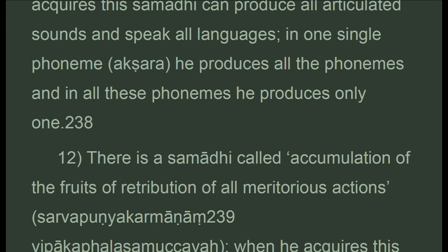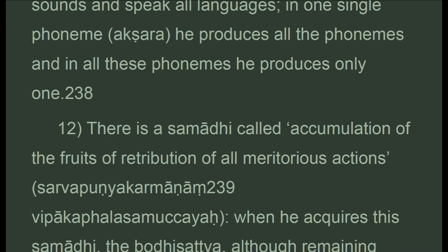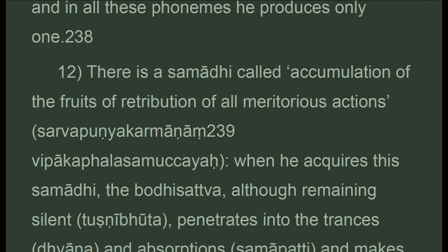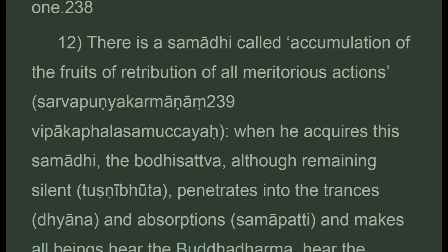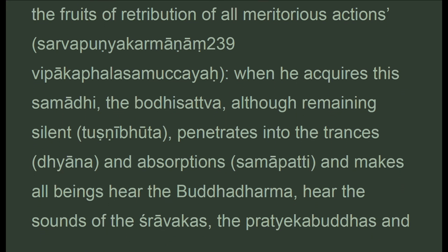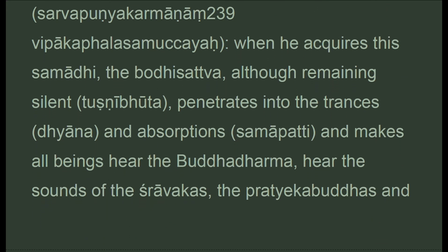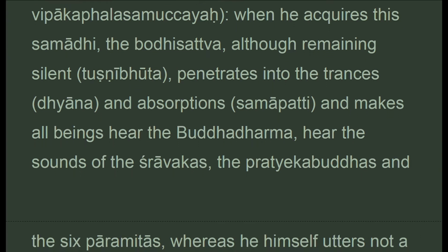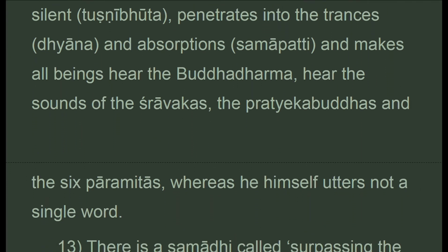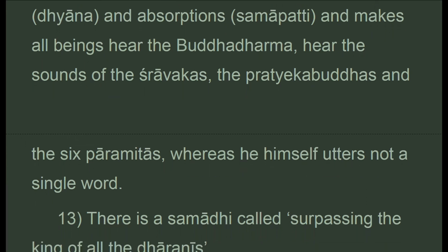12. There is a samadhi called accumulation of the fruits of retribution of all meritorious actions. When he acquires this samadhi, the bodhisattva, although remaining silent, penetrates into the trances and absorptions and makes all beings hear the Buddha Dharma. Hear the sounds of the Sravakas, the Pratyeka Buddhas and the 6 parameters, whereas he himself utters not a single word.